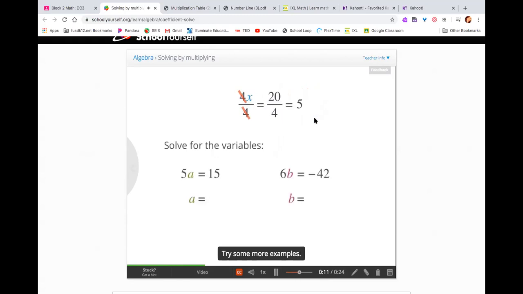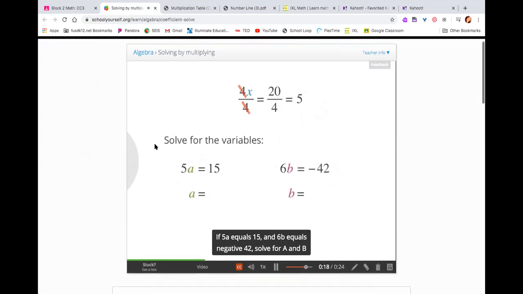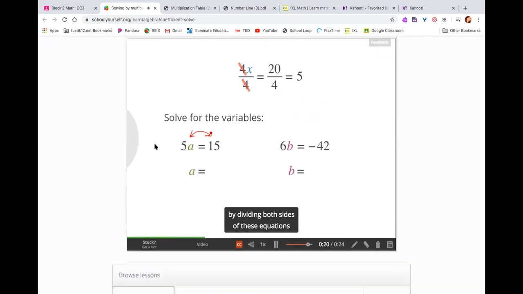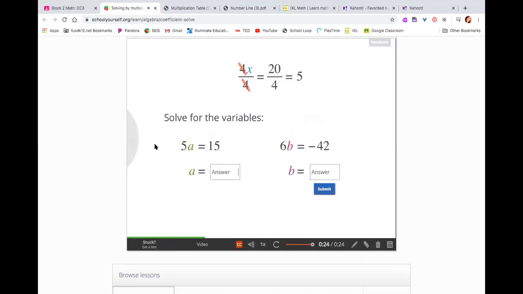Try some more examples. If 5a equals 15 and 6b equals negative 42, solve for a and b by dividing both sides of these equations by the numbers in front of the variables.